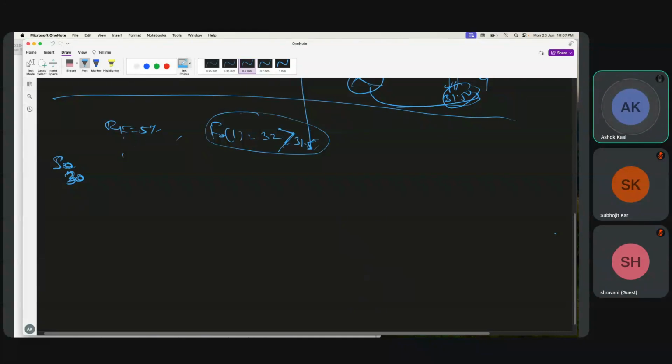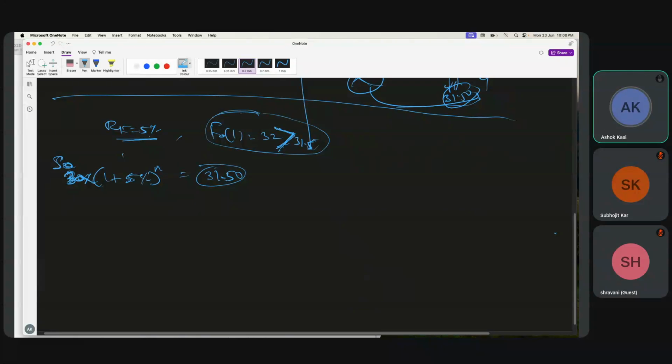You understood the question? Risk-free rate is 5. So anytime I have to calculate the forward price, the formula is present value, which is 30 into 1 plus risk-free rate, raised to n, in this case 1. It will come to 31.50. So it should be 31.50. However, it is trading at 32. So how will I take advantage of this situation? That is the question. Are you clear with the question?